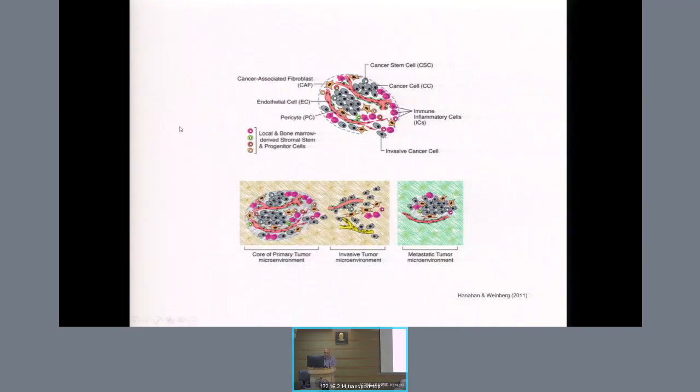Now, any tumor comprises cancer cells, inflammatory cells, blood vessels, and stromal cells like cancer-associated fibroblasts. And this is seen whether it is a primary tumor or it is locally advanced or it has metastasized. Metastasized means it has spread to other sites. So everywhere they will have these cellular elements.